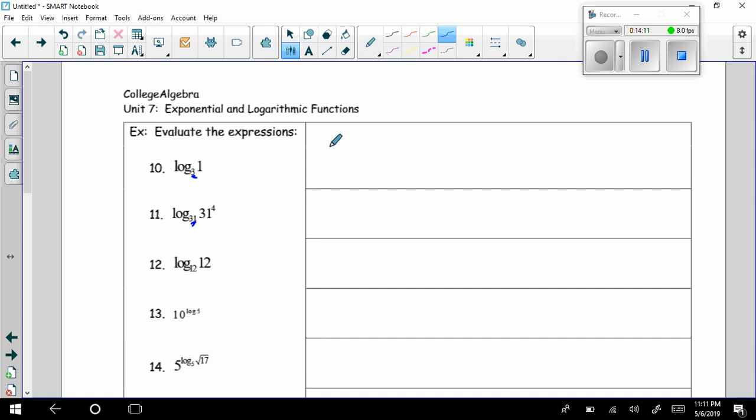So if I have log base 3 of 1, we're going to use those log properties and first convert this. So let's set this equal to x. So that means that 3 to the x is equal to 1. Well, if you look back at your log properties, that means that x has to be 0. A set of 0.